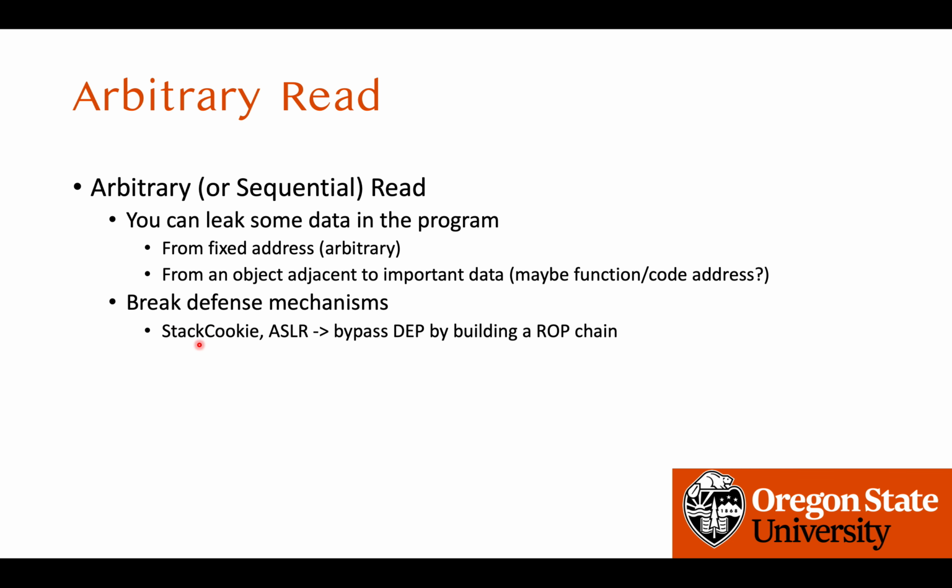So we can directly leak the cookie value, and also breaking the ASLR, we can leak some of the meaningful addresses and then calculate all the relative offsets for the other targets. And then bypassing these two will allow us to also bypass DEP by building a ROP chain from the leaked information.